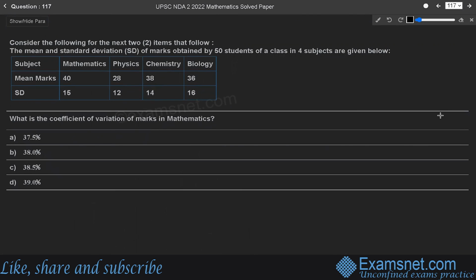Now moving on to the next question. Directions are the same here, but in this question, we have to find the coefficient of variation of marks in mathematics. We have already seen it in the previous question. The coefficient of variation of marks in mathematics will be 15 upon 40 into 100, which equals 37.5. So option A is correct here according to the given conditions.